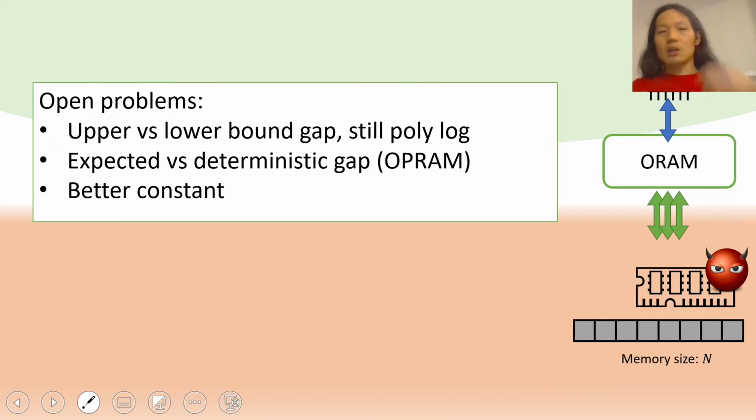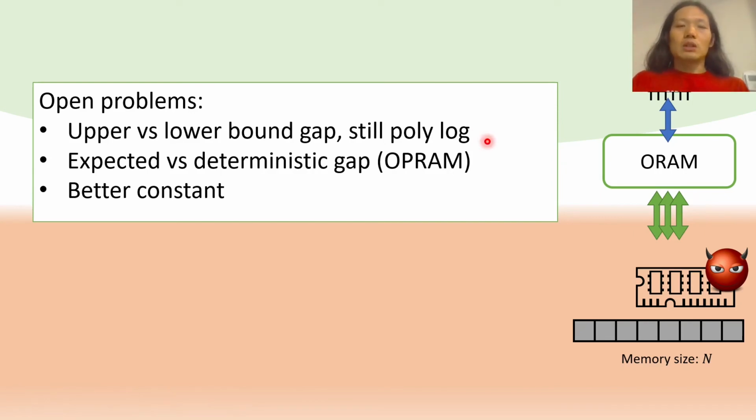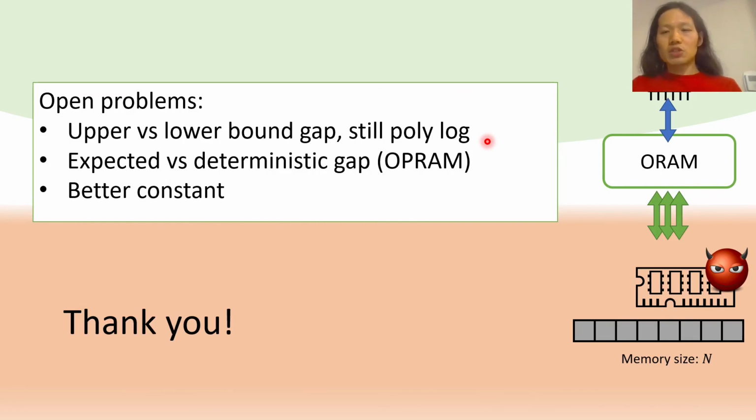There are still many open problems. For example, the gap between the upper bound and the lower bound is still large. But after the result of this work, I guess it is more likely we still have room to improve the upper bound side. Thank you for your attention.